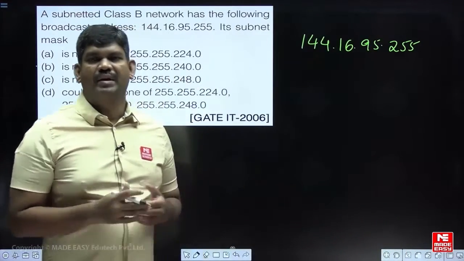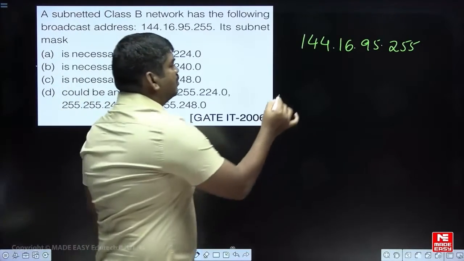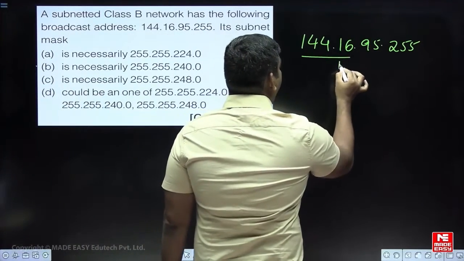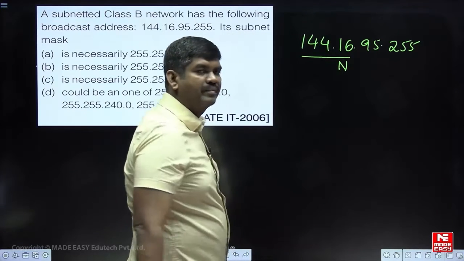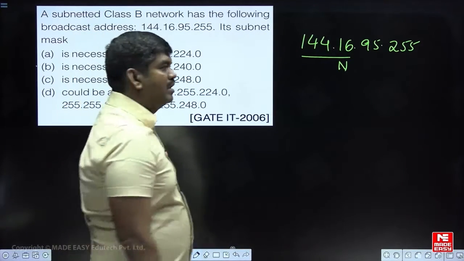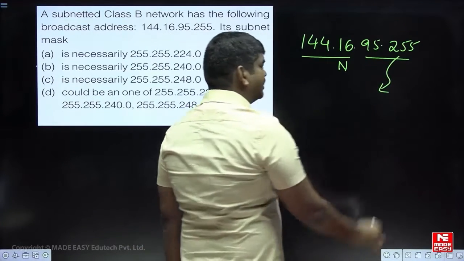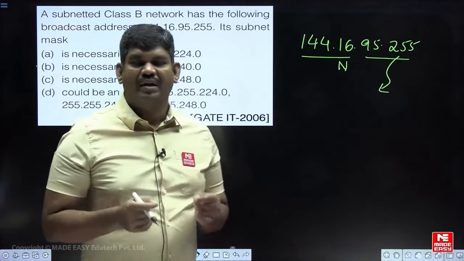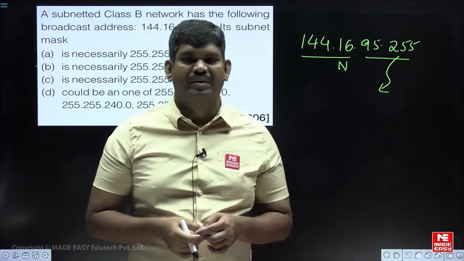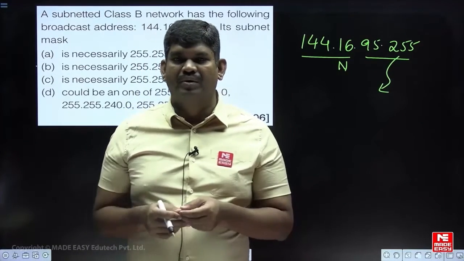It is mentioned that it is class B. So for a class B, how many network bits are there? 16 bits. So from here to here, these are all network bits because it is given as class B. And it is also mentioned that it is the broadcast address. So in the leftover bits, the broadcast bits will be there. For broadcasting, the host bits should be continuous ones. But how many ones will be there? That will depend on the host bits.